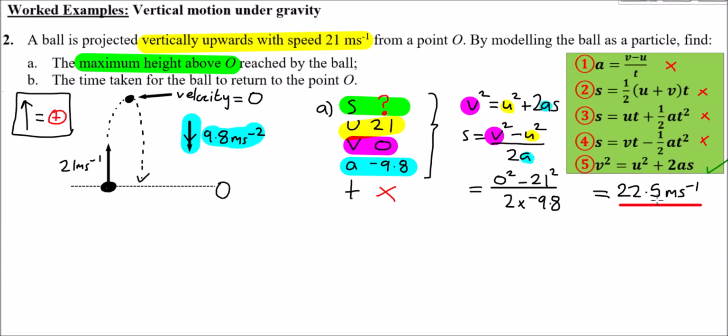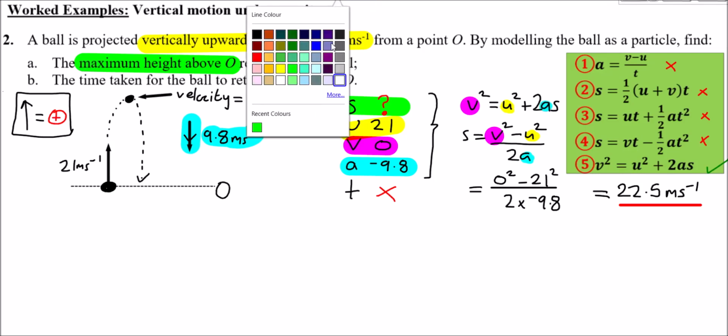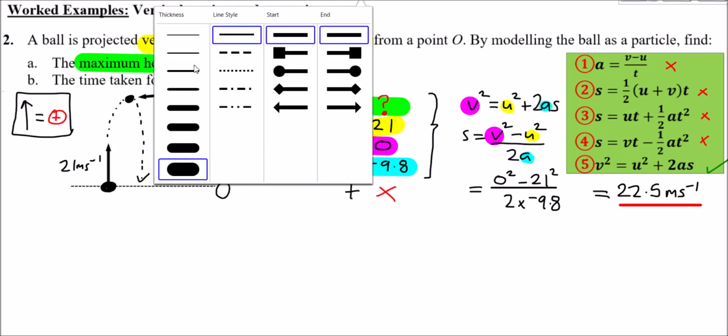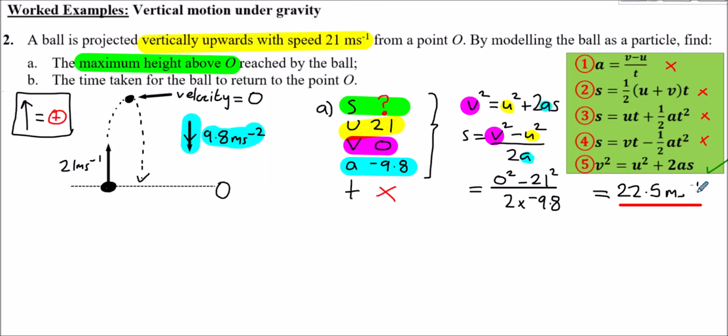Apologies, I had a total mind wobble there. It's asking for the maximum height, so it's going to be in meters. It's not a speed, it's just meters. Forgive me. Okay, so 22.5 meters.